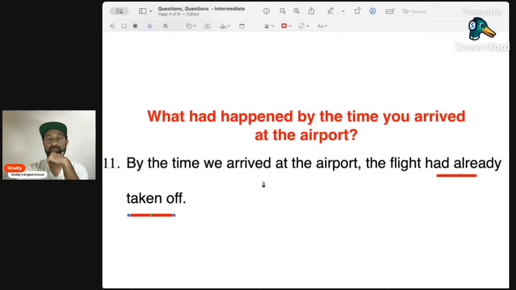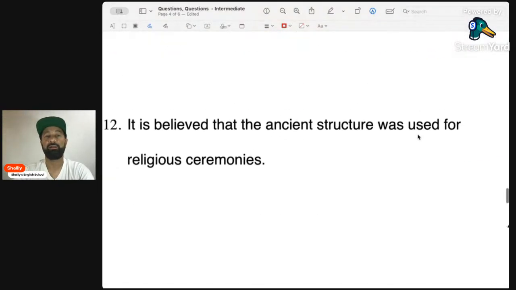All right, there we go. So you look right here, why do I have "had happened"? Because I'm using the past perfect here. So "had taken off." Taken off is the answer. So "what had happened" would be the question. Okay, let's look at number 12.